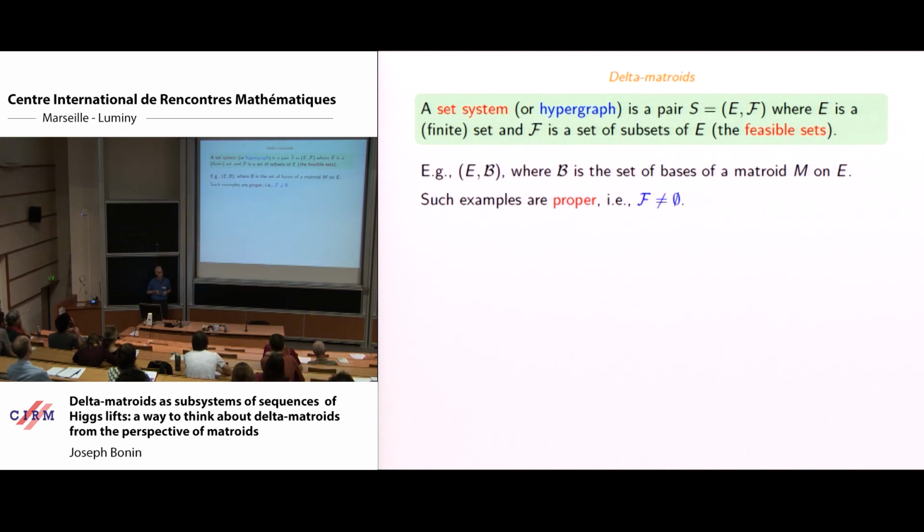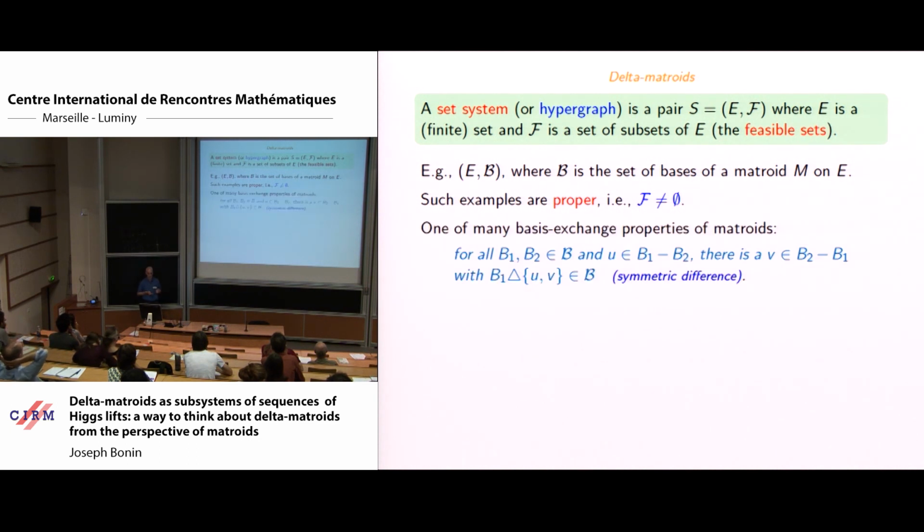And our model really is you take a matroid. The set is the ground set of the matroid. The feasible sets are the bases. And that's a good example because it's a proper set system, which means that there are feasible sets. Those are the only ones we're going to be interested in, proper set systems.